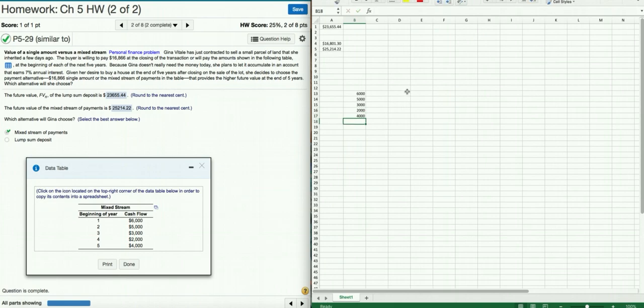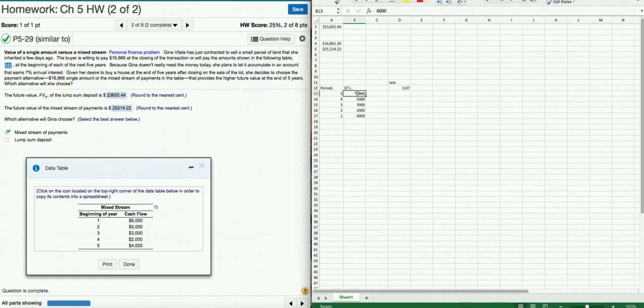And our interest rate in the problem is 7%. So 0.07. And so this is our rate. These are our cash flows. And then these will be the periods. And we'll need to enter these in the reverse order, because if we're going to calculate future values for each of these cash flows, we need to calculate them over the correct periods of time.